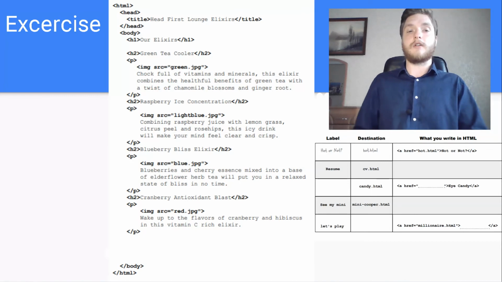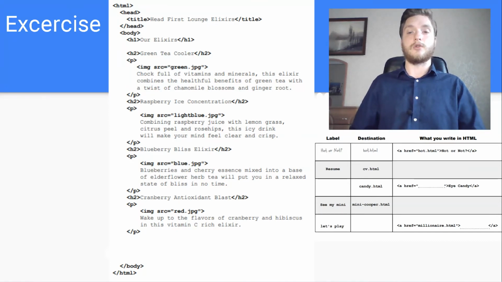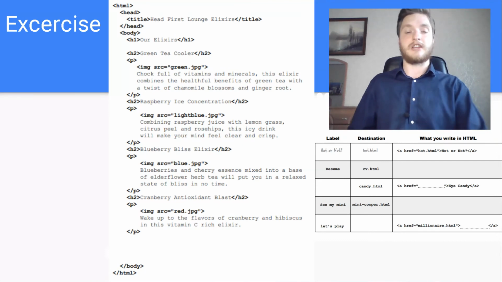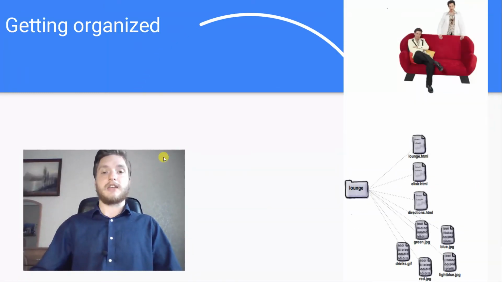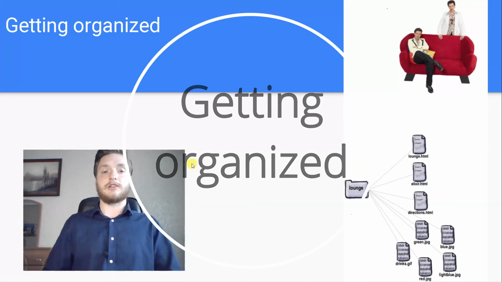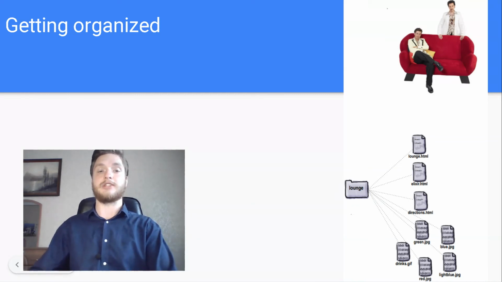We've got a top level folder called lounge that holds all our files in the site. Here are the three HTML files for the lounge, the elixirs page, and the directions. This is often referred to as the root folder of the site, which means it is the top level folder that contains the entire site. And here are all the image pictures. See, this is getting sort of cluttered already, and we only have three pages and a few graphics. Let's do something about it.